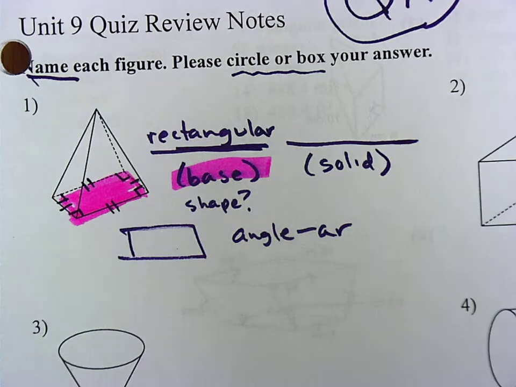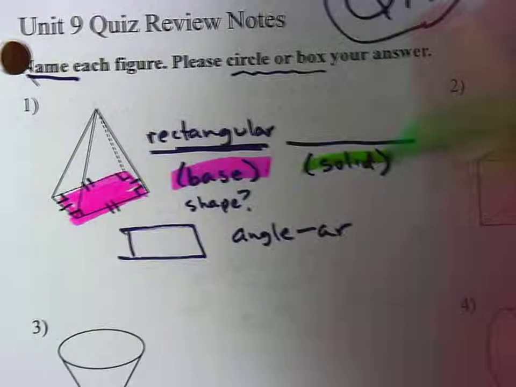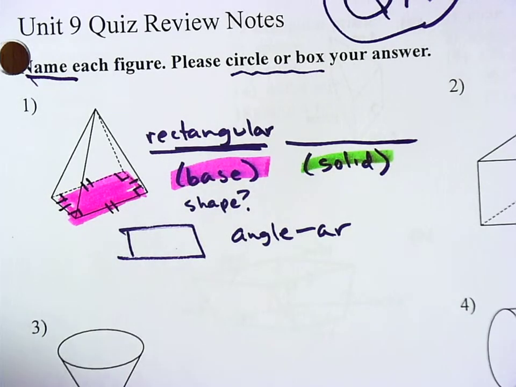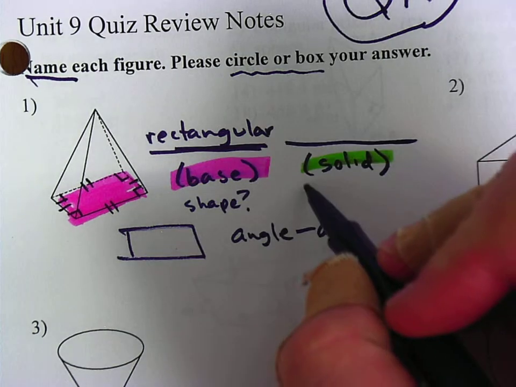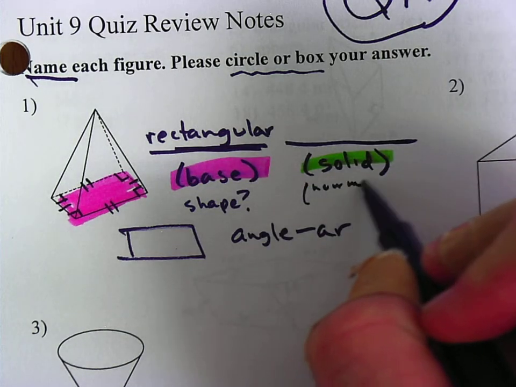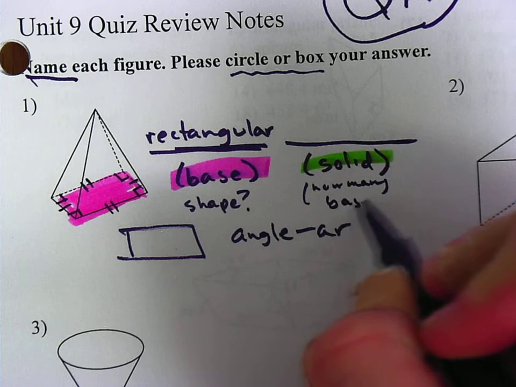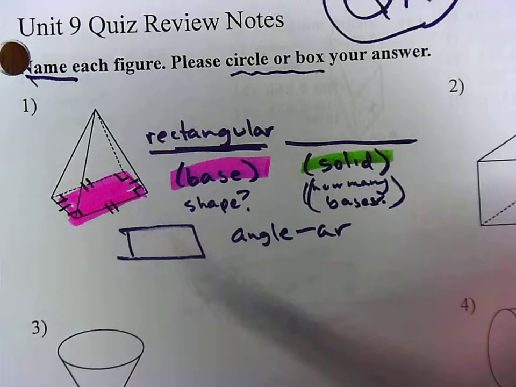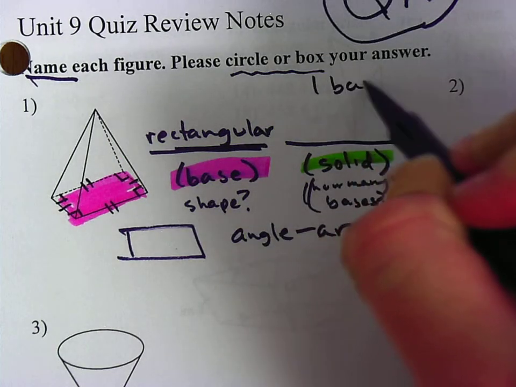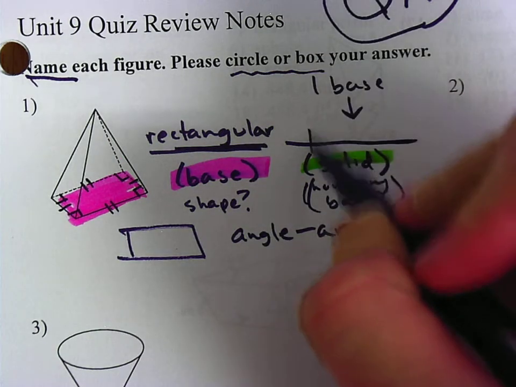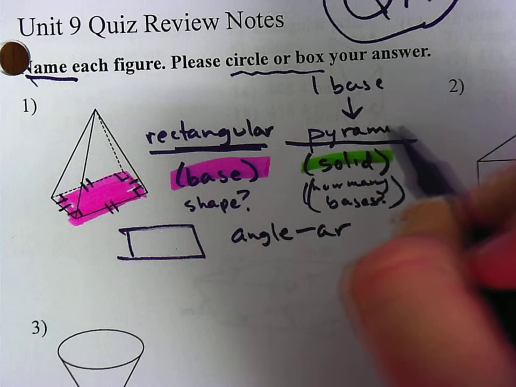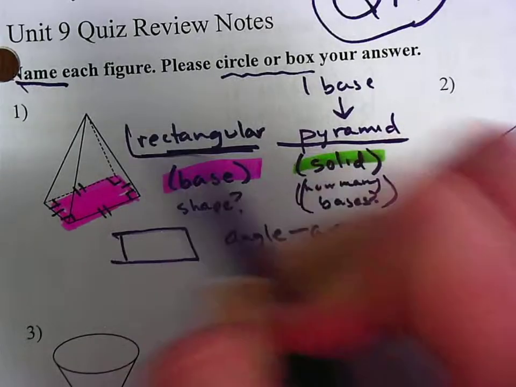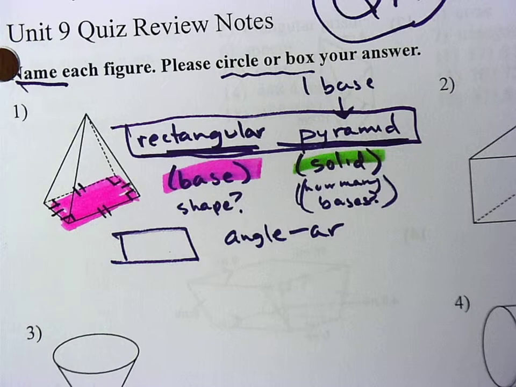The second part is, what kind of solid is it? And we're really asking here, how many bases? How many of them do we have? Well, here we have one base, so this is going to be a pyramid. So our answer is a rectangular pyramid, and that would be our final answer.